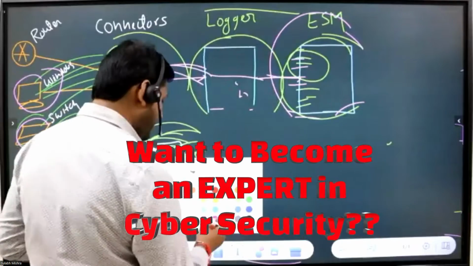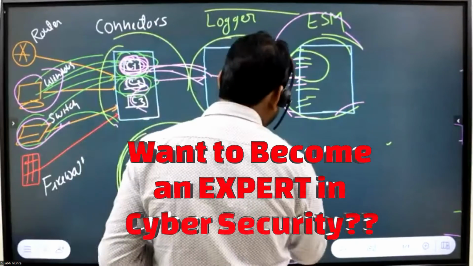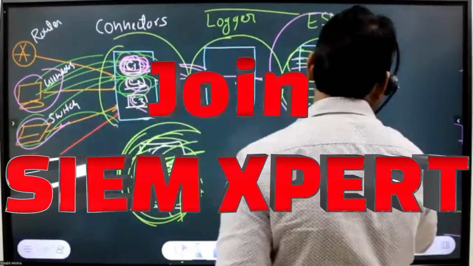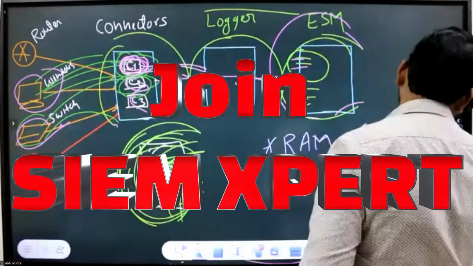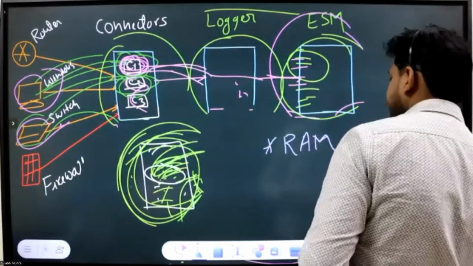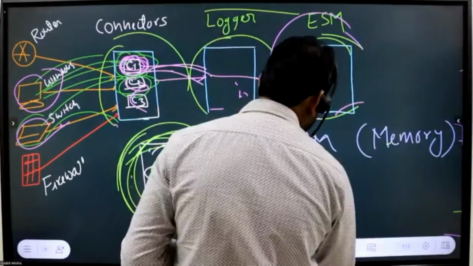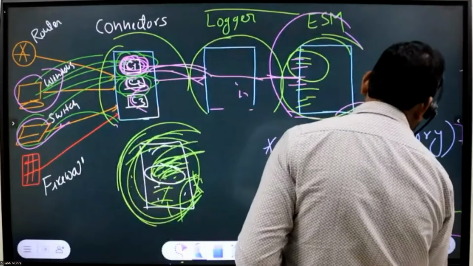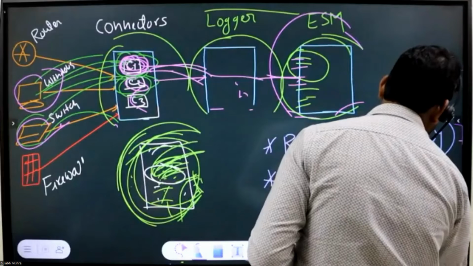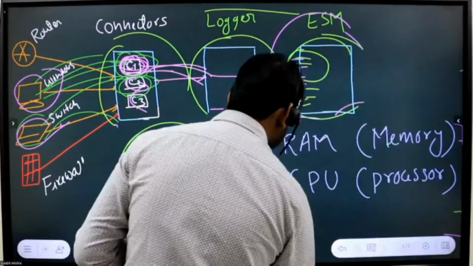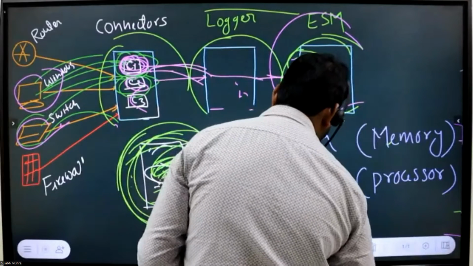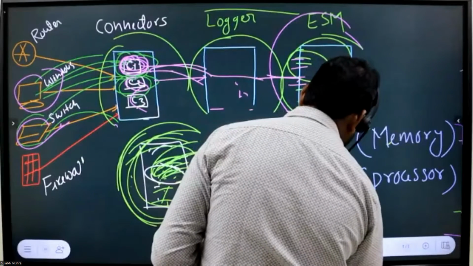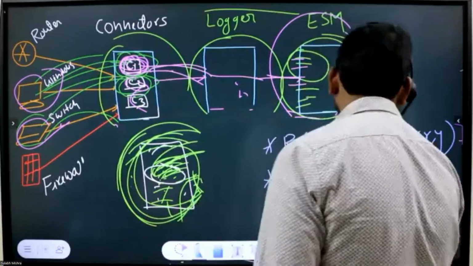First is RAM, or in short we call it memory. Second is CPU, or we call it processor. And third is disk or storage. Storage means disk. Storage means here we will have disk.